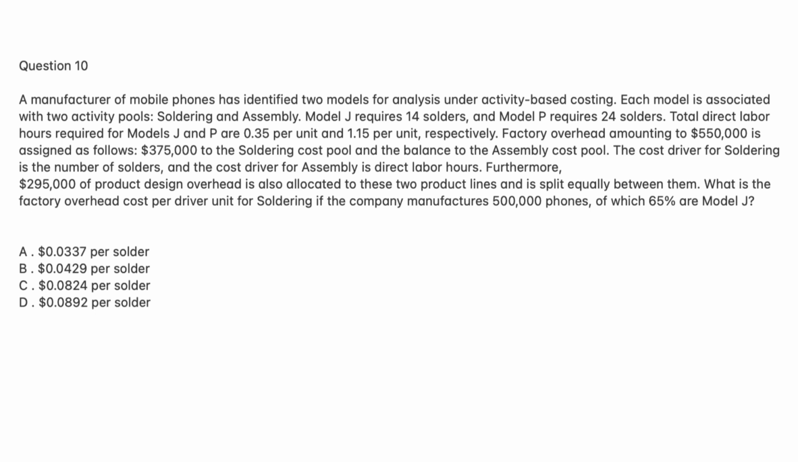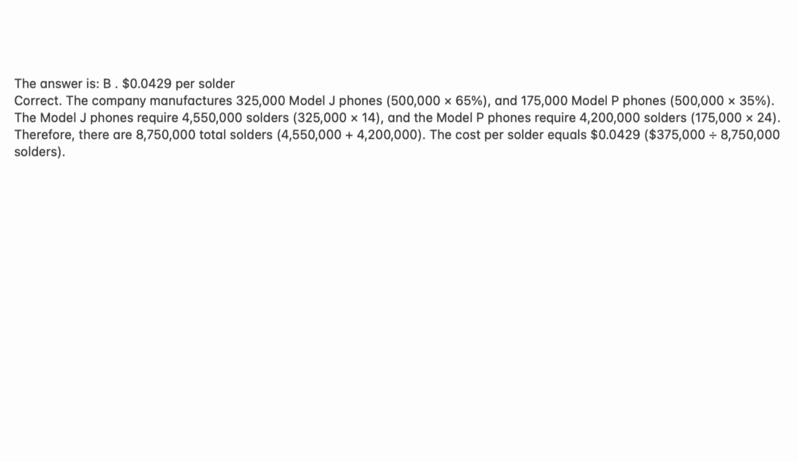Furthermore, $295,000 of product design overhead is also allocated to these two product lines and is split equally between them. What is the factory overhead cost per driver unit for soldering if the company manufactures 500,000 phones, of which 65% are Model J? A. $0.0337 per solder. B. $0.0429 per solder. C. $0.0824 per solder. D. $0.0892 per solder. The answer is B.